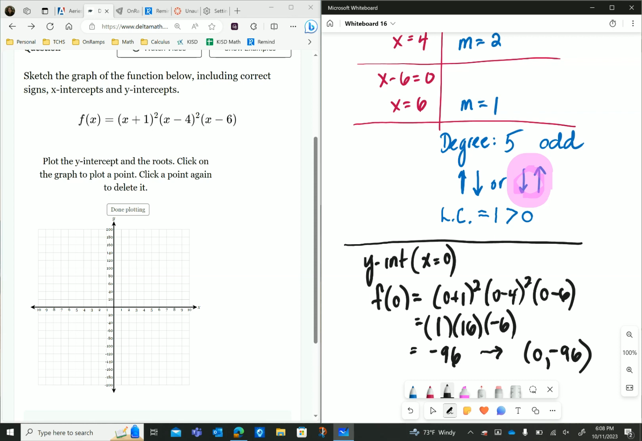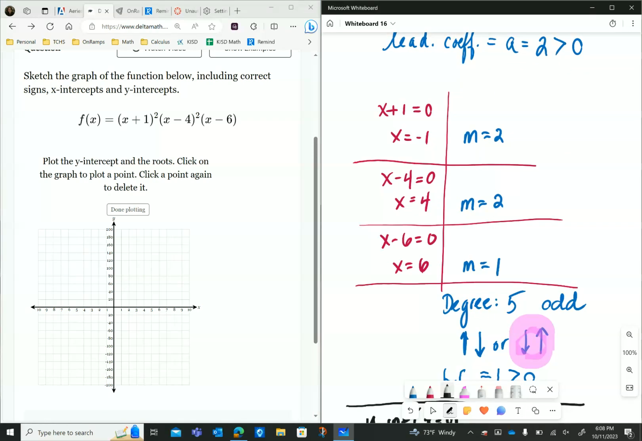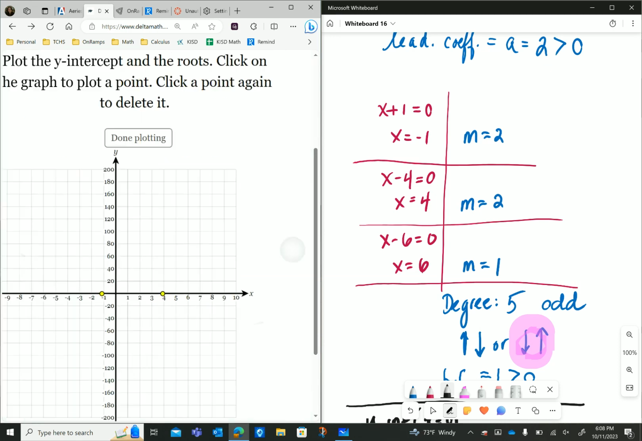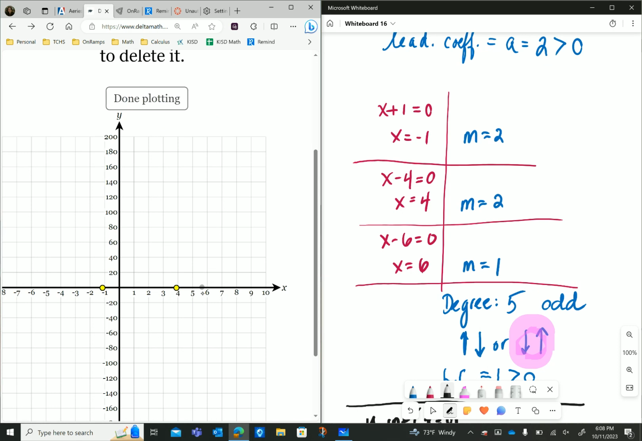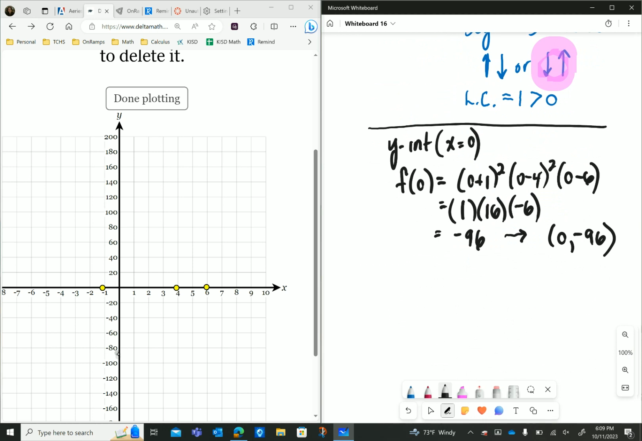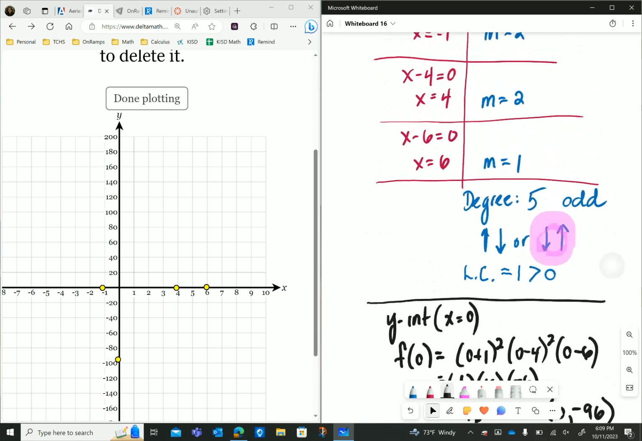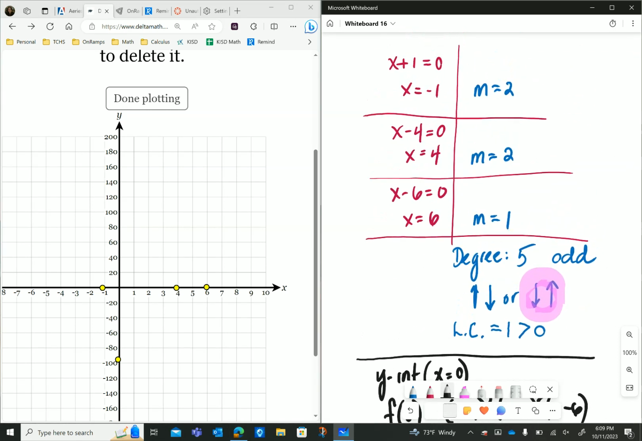So let's go do that. Let's plot. Intercepts. X equals -1. X equals 4. Let's try that again, and be as precise as possible. Okay, x equals -1, x equals 4, x equals 6. And then it was, what was it? -96. So let's go somewhere around here. Should be close enough. And then we know the left side is going to be a downward arrow. The right side is an upward. All right, so we need to do these bounces. So there's a bounce at -1, at 4, and it goes right through the 6.